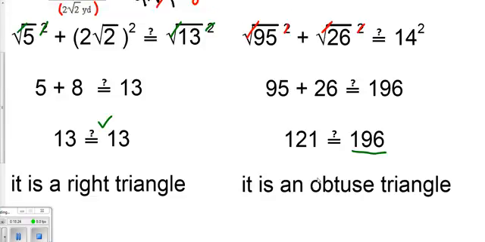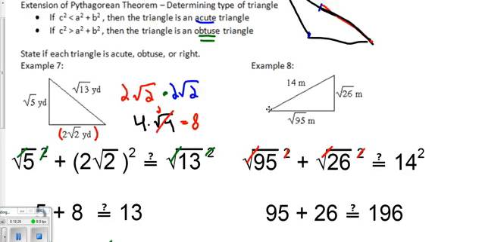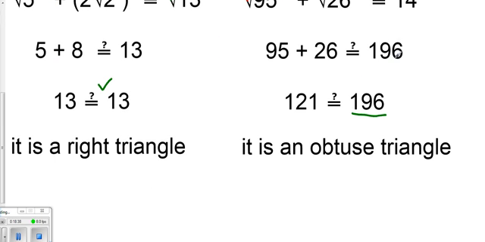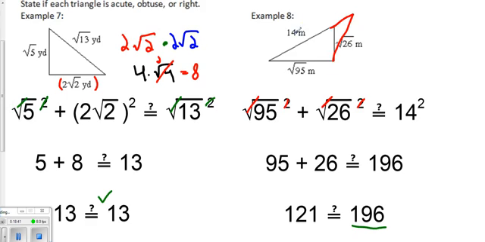It does not make a right angle, so this figure is not drawn to scale. This is not what it would look like. It would actually look something a little more like this. This would have to go a little further that way, and this would have to look like that. So it would make an obtuse triangle if they were exactly these lengths long.